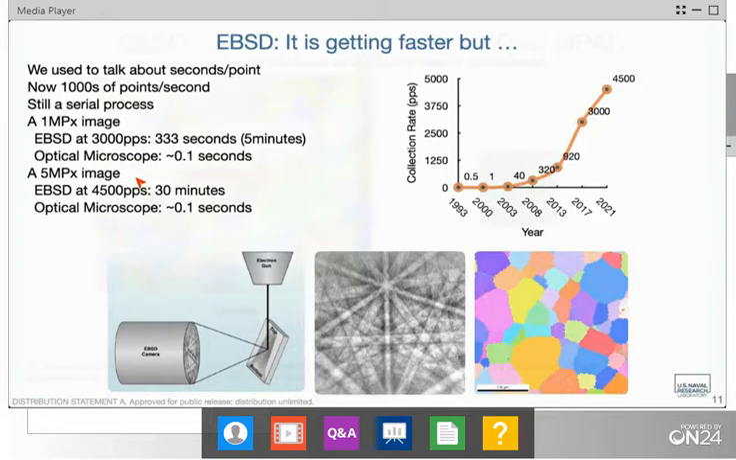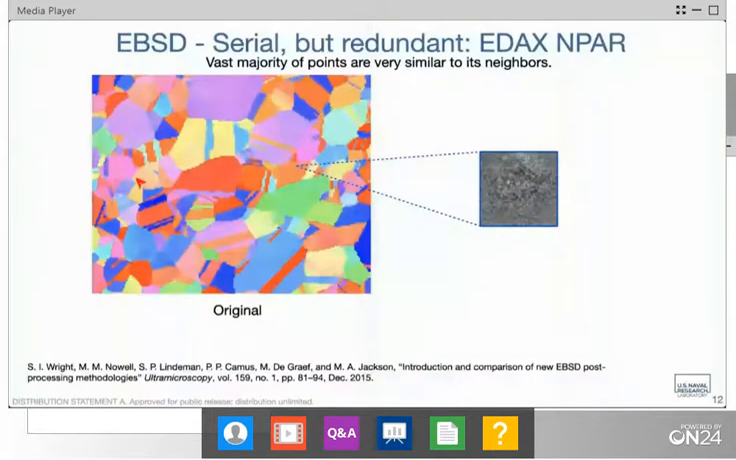One of the first ones that came out a little while back was this NLPAR algorithm. This was pioneered by EDAX, and what they're saying is, look, your data is highly redundant. You have a lot of points in there that are extremely similar, and it's very unlikely that you're surrounded by points that are very different.